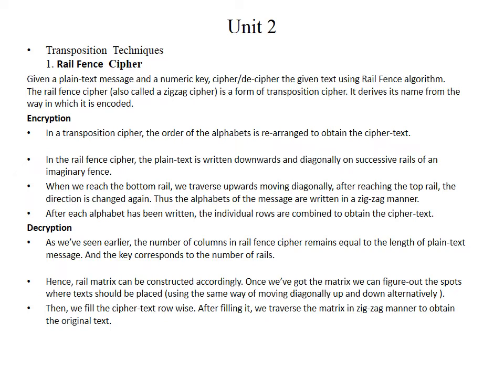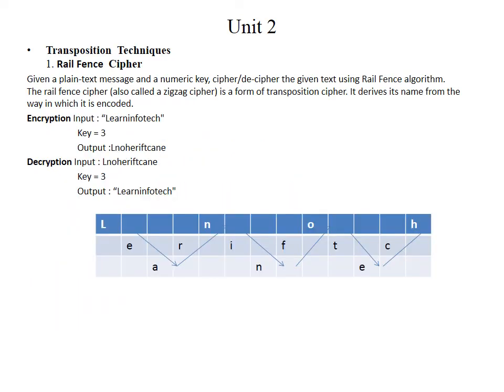We'll take one example as well. The number of columns in a Railfence cipher remains equal to the length of the plain text message, and the number of rows corresponds to the number of rails. Let's see one example. Input is the phrase learn input. If we count the length of this input, we get 13. Whatever the length of the input, that many columns have to be drawn.